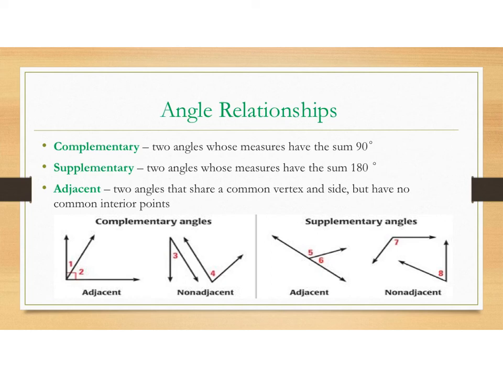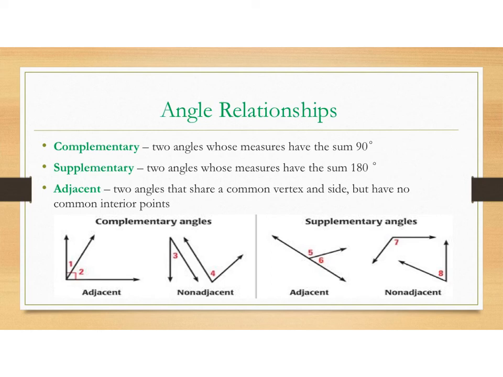And then the last angle relationship is adjacent angles. Those are two angles that share a common vertex and a common side, but have no common interior points. If you think about the word adjacent, adjacent means next to. So they're two angles that are next to each other.